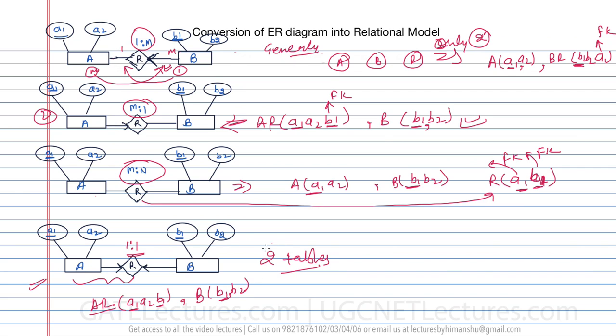This is one way of creating the table. The second way of creating the table is, instead of combining A and R, you can combine the next table, that is B and R. So you can also make a table like this, A, which is having A1 and A2, and you can make the second table as BR, which is having B1, B2 and A1. Here A1 is a foreign key, so here B1 was the foreign key, and B1 is there as a key attribute. Okay, so this is how you can combine this one.